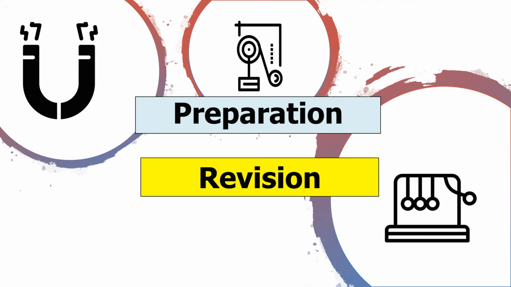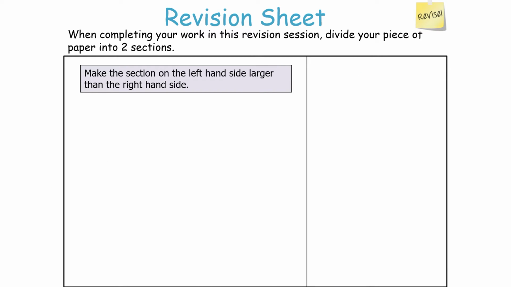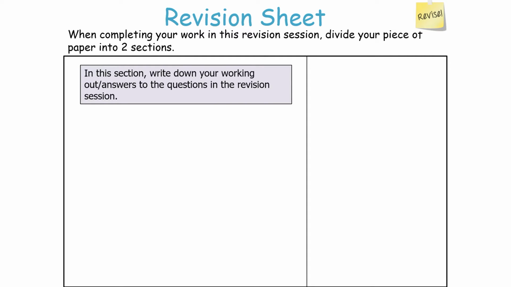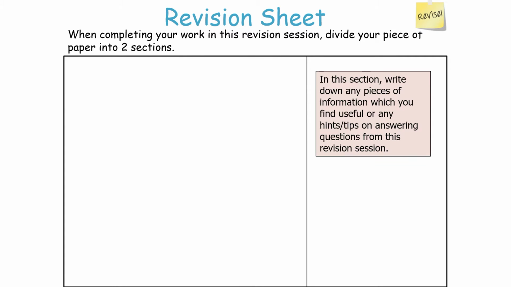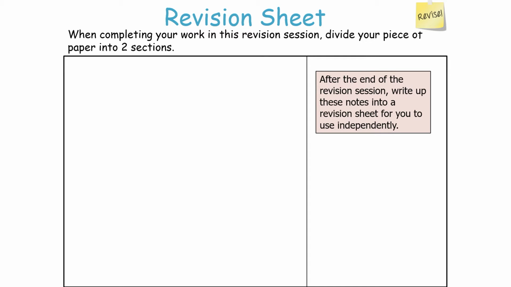So the first thing we're going to do is prepare ourselves for this revision session. When completing your work in this revision session, divide your piece of paper into two sections. Make the section on the left hand side larger than the right hand side, and in the left hand side write down any working out or answers to the questions in this revision session, and when you're doing this make sure you write out your answers in full sentences and show your working out. Whilst in the right hand side write down any pieces of information which you find useful or any hints and tips on answering questions from this revision session, and at the end of the revision session write up these notes into a revision sheet for you to use independently.